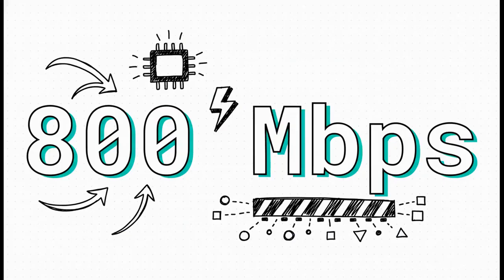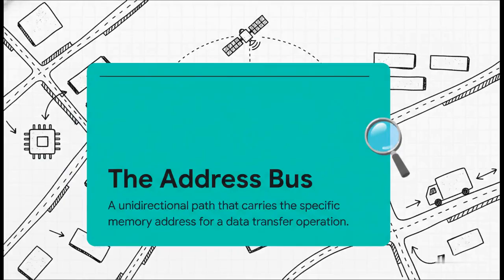And this has a huge impact on real-world speed. For instance, a 16-bit data bus running at 50 megahertz can move data at 800 megabits per second. This number, the bandwidth, is what directly affects how fast you can do things like load a big video file or stream a movie.